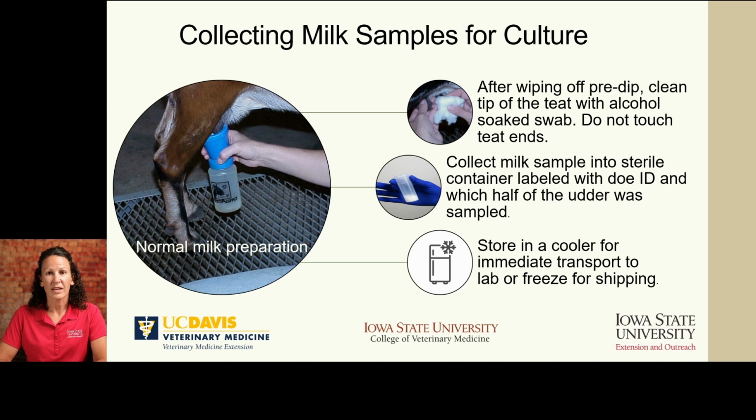This is done through aseptic procedures following a normal milking preparation. After wiping off the pre-dip, clean the tip of the teat with an alcohol-soaked swab, avoiding touching the teat ends. Then you'll collect the milk sample into a sterile container labeled with the doe ID and which half of the udder was sampled. This sample should be stored in a cooler for immediate transport to a lab or freeze it for shipping. Once the sample has been collected, attach the milking machine and complete milking as normal.